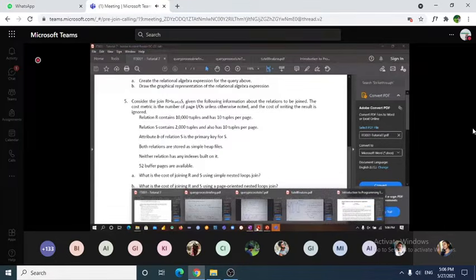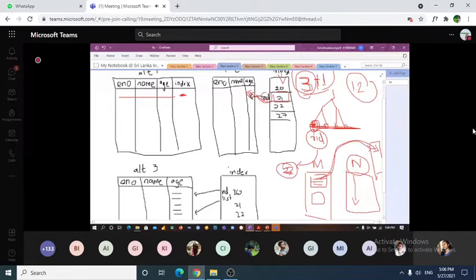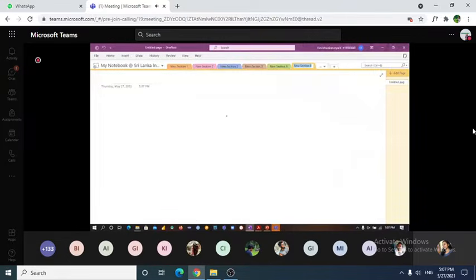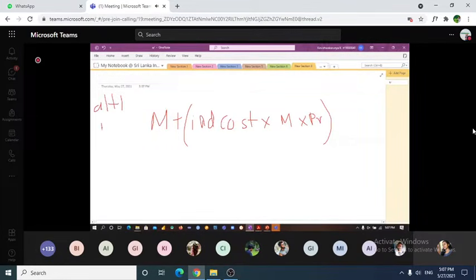So index nested loop join means for every record of the outer table we are searching the inner table. So that is M plus the index cost into every record of the outer table. This is the basic idea of the index nested loop join. So since I am assuming it as alternative 1, I know the index and the record I need is in the same place. So I don't need to take the index RID and go anywhere. It's in the same place.